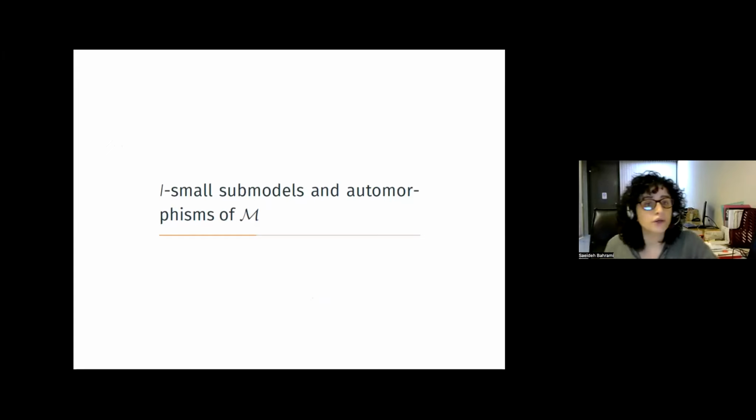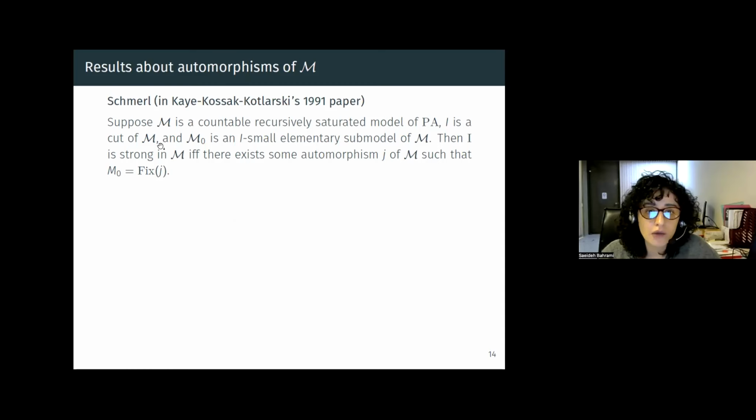Let's turn to the automorphisms. For this part, we suppose that M is a countable recursively saturated model of PA, and in a famous paper by Kossak and Schmerl in 1991, there is a result which says that whenever we have such an M, a cut I of M is strong and it is an elementary submodel if and only if there exists some automorphism J such that the fixed point set of J is equal to I. Then they say, in that paper, that Schmerl has said that the same result holds for all I-small submodels.